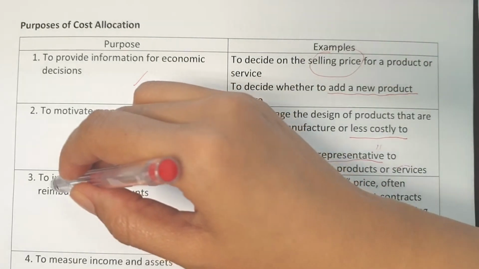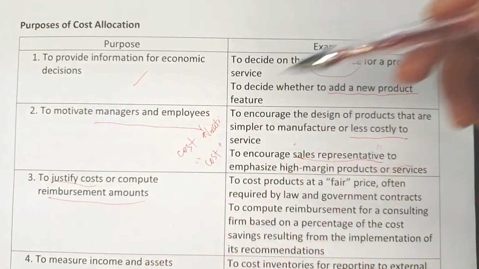Next is to justify costs or to compute reimbursement amount.